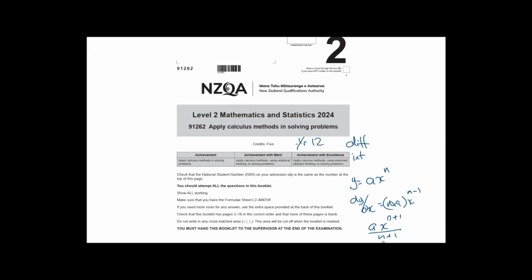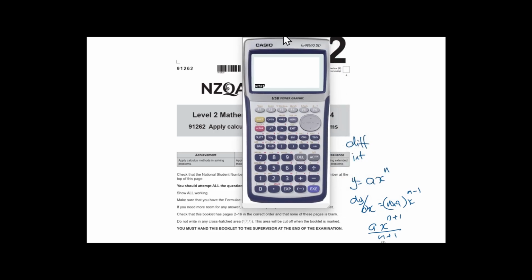and I'm going to be using just the stock standard Casio FX calculator. This is a pretty old model. I don't even think they make this model anymore. I think they're up to like series 4 or something, but this will do the trick.